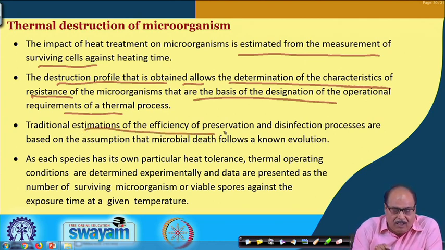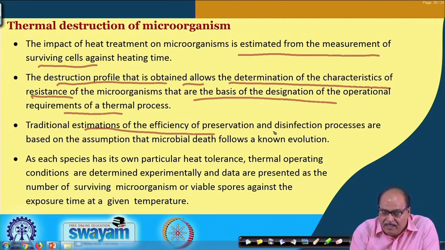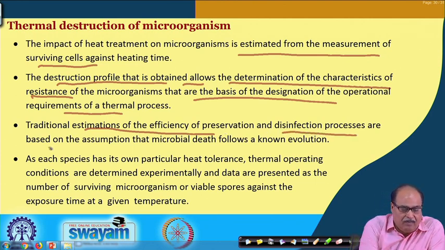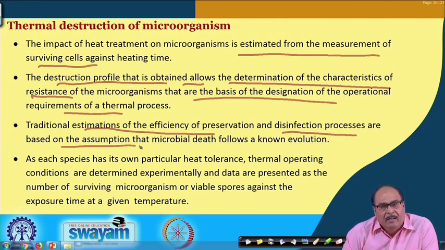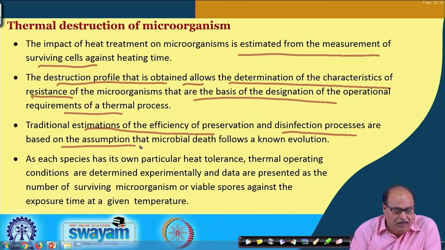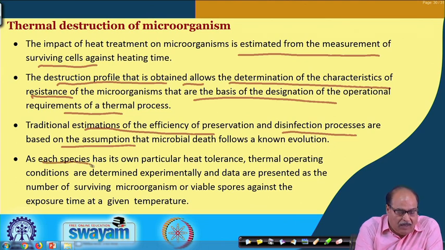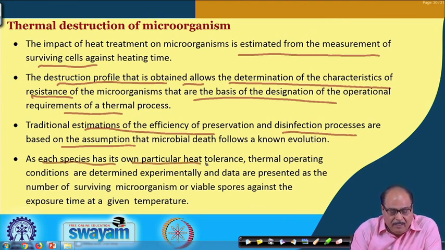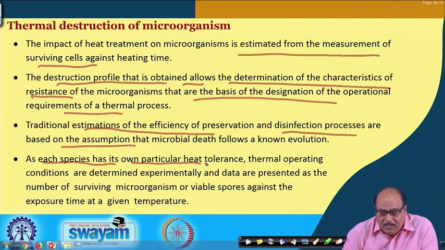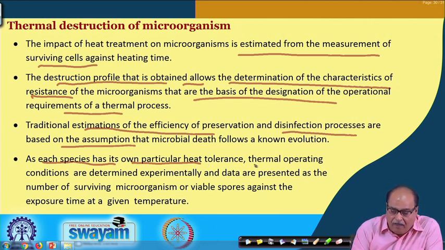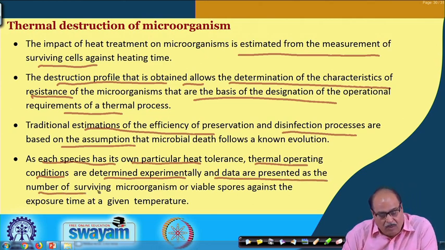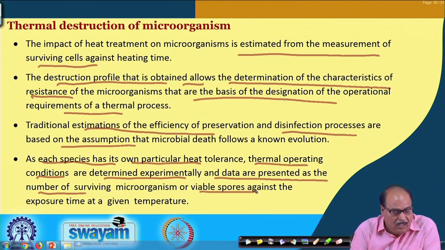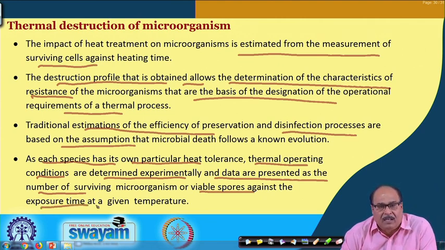Traditional estimations of the efficiency of preservation and disinfection processes are based upon the assumption that microbial death follows a known evolution. Each species of the microorganism has its own particular heat tolerance. Thermal operating conditions are determined experimentally, and the data are presented as the number of surviving microorganisms or viable spores against the exposure time at a given temperature.